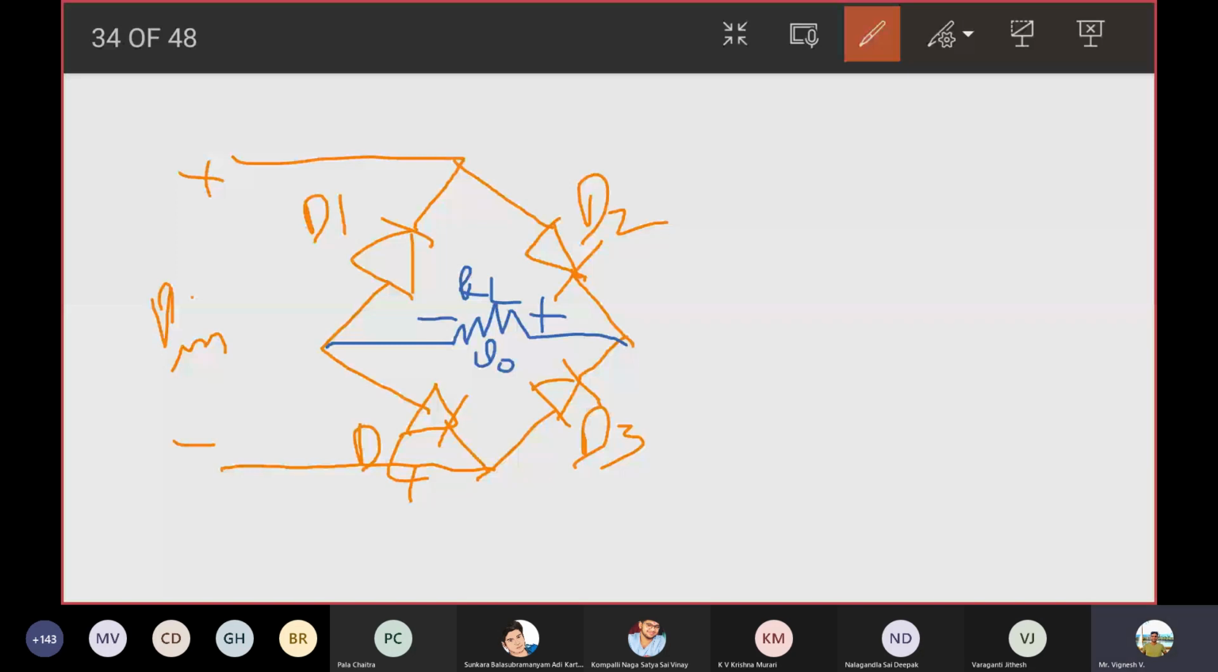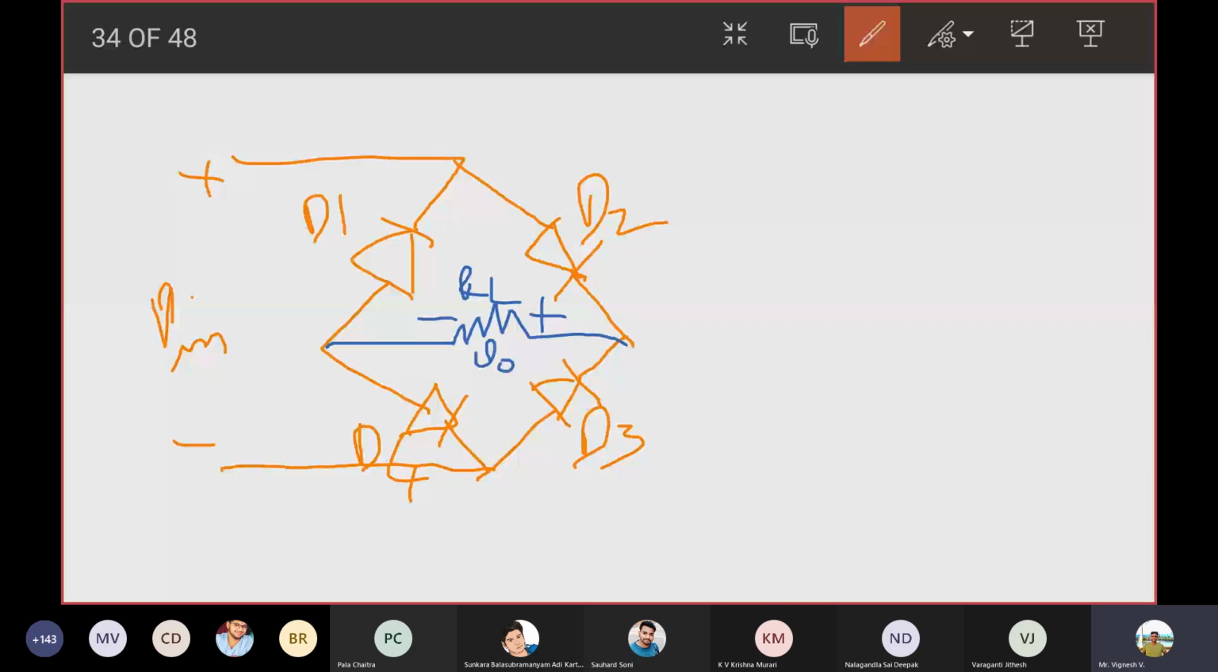Let us analyze the circuit in the positive half cycle. What is going to happen in the positive half cycle? Assume that the diodes are ideal. Can you tell me which two diodes will be on, or will all diodes be on? D2 and D4 will be on. Excellent. D2 and D4 diodes will be on in the positive half cycle, right?